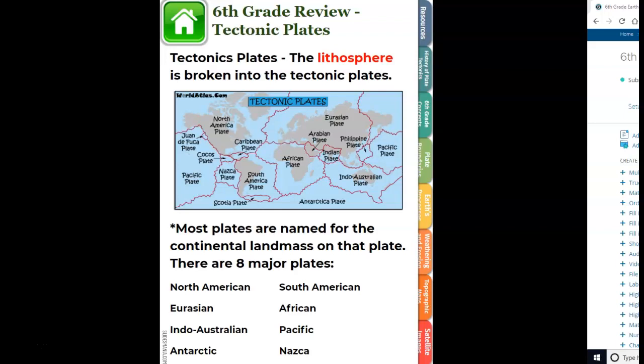So if we look at this map, the plates are mostly named for the continent or the landmass that is part of the plate. Some of them have other names like the Nazca plate, which is purely oceanic crust. So you do have to be able to identify these 8 major plates based on their location. So you need to know the North American, Eurasian, Indo-Australian, Antarctic, South American, and the African, Pacific, and Nazca plates.